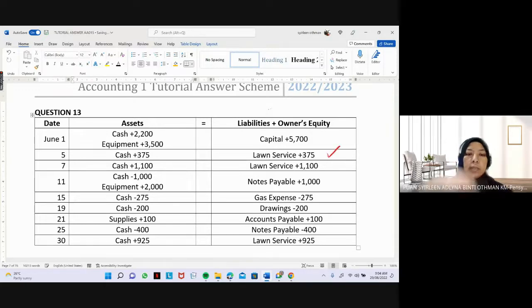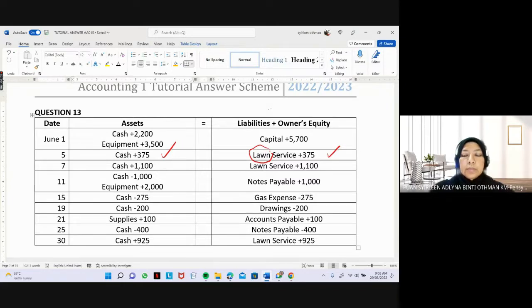Okay, cash pun ada. Okay, tambah-tambah. Okay, 7 hari bulan receive for loan care service. Loan, the one that is written here is not loan ya, this is lawn. Dia buat perkhidmatan membersihkan rumput. Okay, pembersihan rumput. So dia potong rumput lah, lawn mower tu kan.